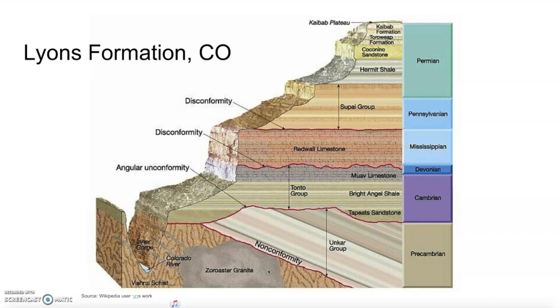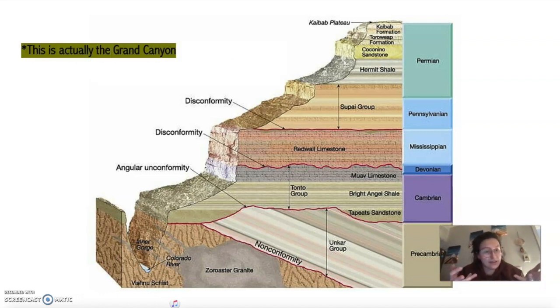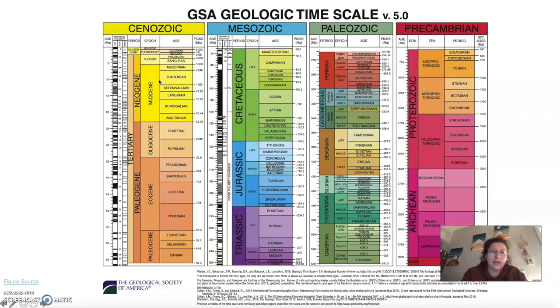So then I wanted to show you, I'll take my face back here. All right. The Lions Formation in Colorado. This is an awesome figure that shows the strata, right? We have our stratigraphic column in a way that is expressed in time on the right. And we'll go through geologic time in just a second. But then we also have all of these layers. You can see the horizontal layers. You can see angular nonconformities, disconformities, angular unconformities. I'll post this on Blackboard if you want to take a closer look at it.